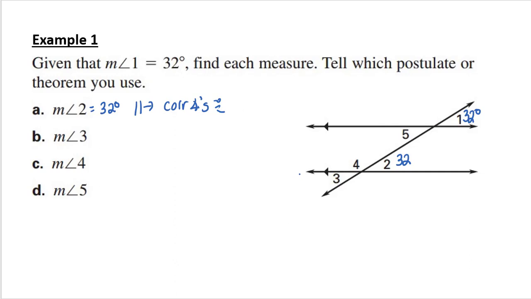Angle 3 is also 32. You technically could use vertical angles, but another one is parallel lines gives us alternate exterior, because this angle here is alternate exterior with angle 1. Alternate exterior, congruent.